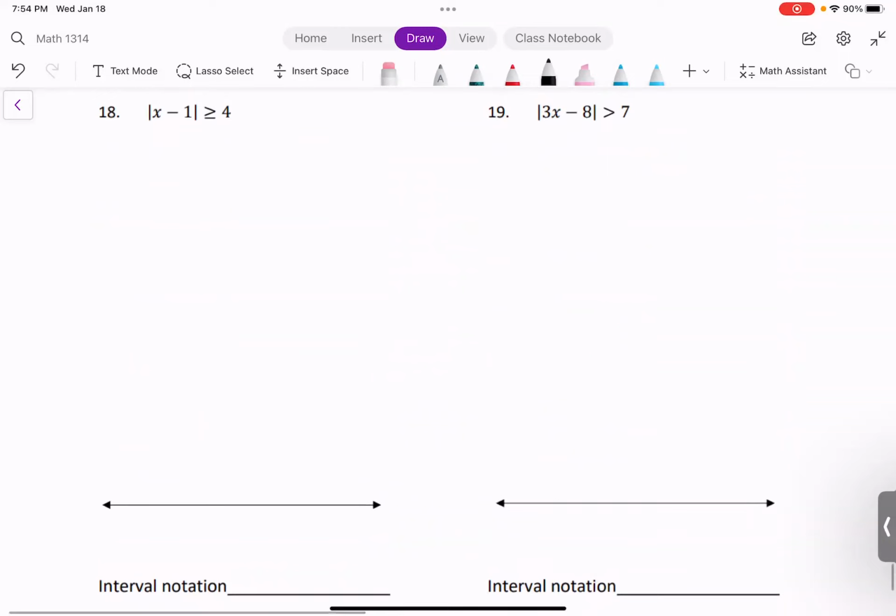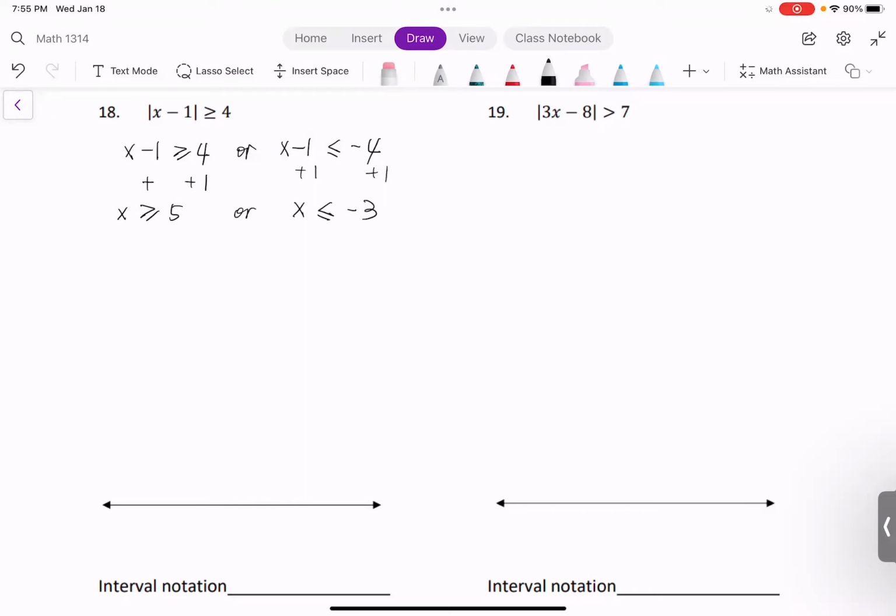So let's solve this. Absolute value of x minus 1 is greater than or equal to 4. That means x minus 1 is greater than or equal to 4, the big number, or x minus 1 is less than or equal to the small number, -4, and solve these two inequalities separately. So add 1 to both sides. x is greater than or equal to 5, or add 1 here, x is less than or equal to -3.